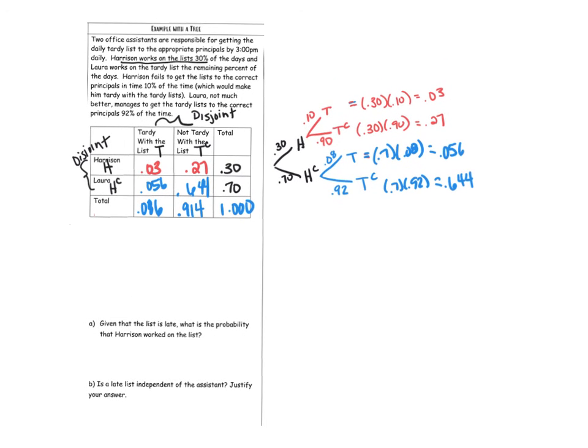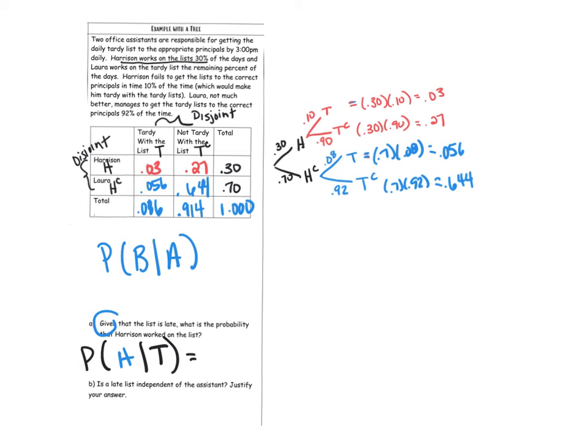And the first question says this: given that the list is late, what is the probability that Harrison worked on the list? So remember, given, probability of B given A. In this case, I want the probability that it's Harrison, given that it's late. Probability of it's late would be T. What is the probability that Harrison, which would be H?